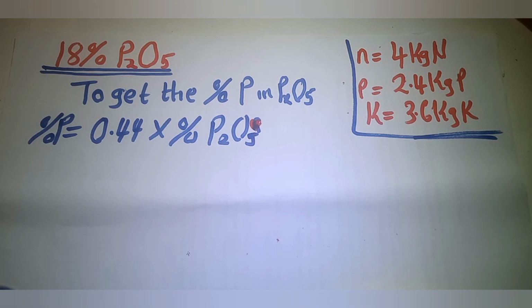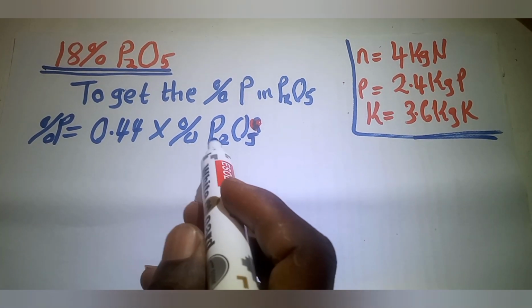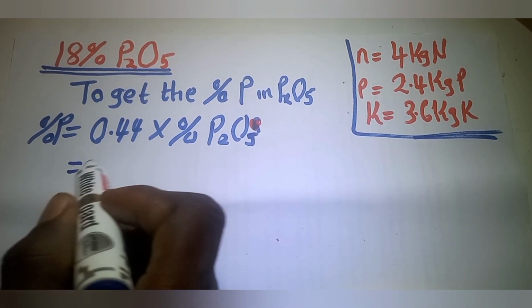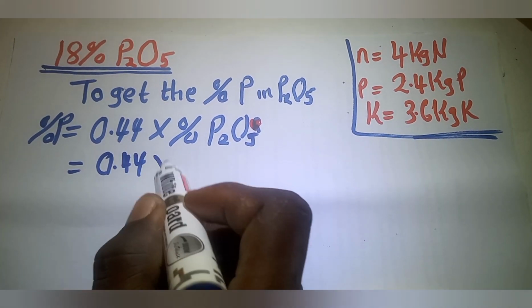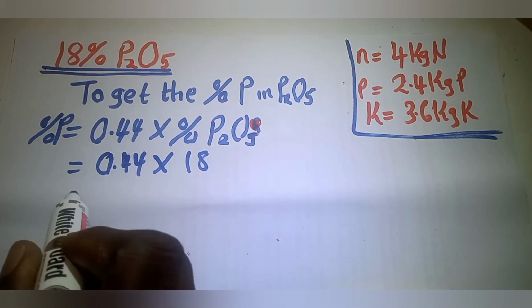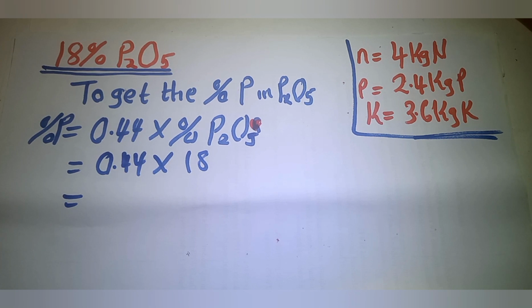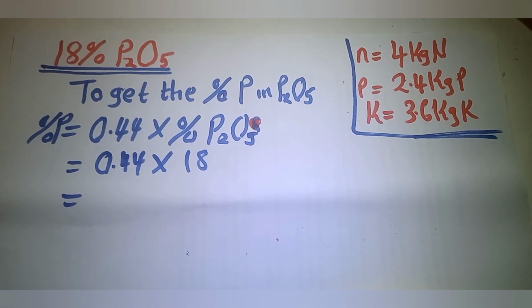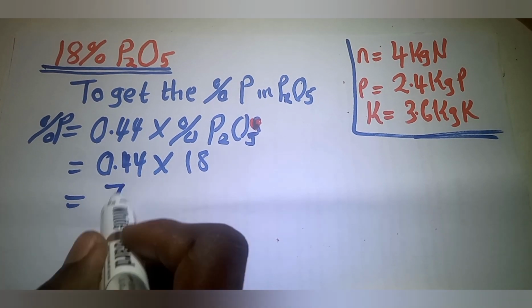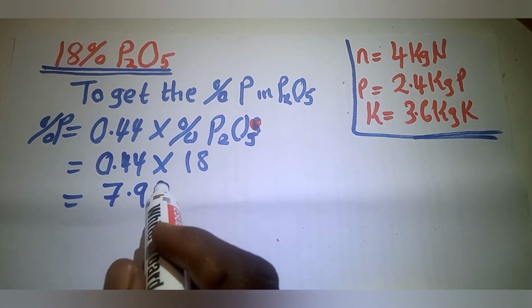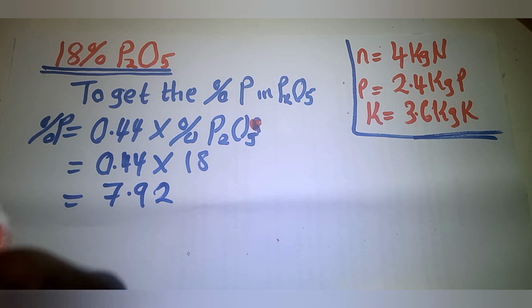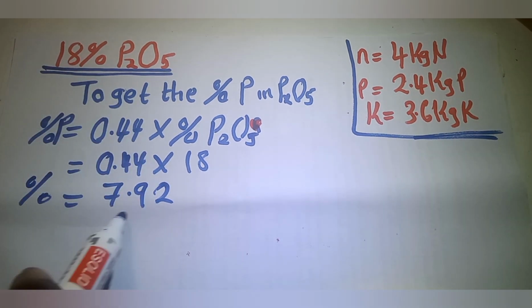The percentage of P2O5 that was given was 18%. So I'm going to have 0.44 multiplied by 18. Punch your calculator: 0.44 multiplied by 18 is 7.92. So the percentage of phosphorus in this compound is 7.92.